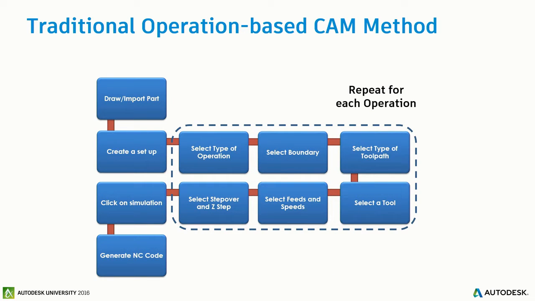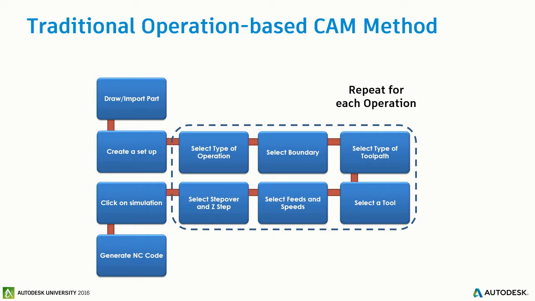So using the part that we just did as an example, in a traditional operation-based CAM system, I would have had to create multiple rough operations for my pocket. This would be to account for the taper and the radius. I would then have needed to create a finish operation for the pocket, as well as a chamfer operation. Next, I would have needed a spot drill operation, and last, a drill operation.